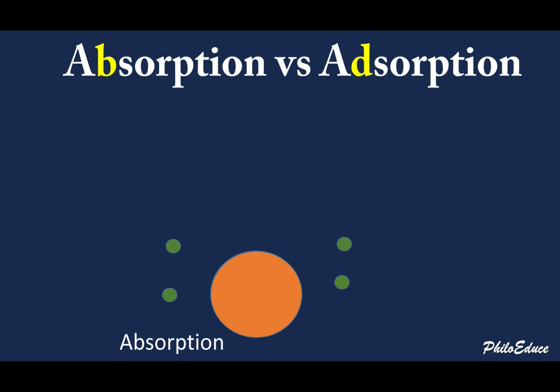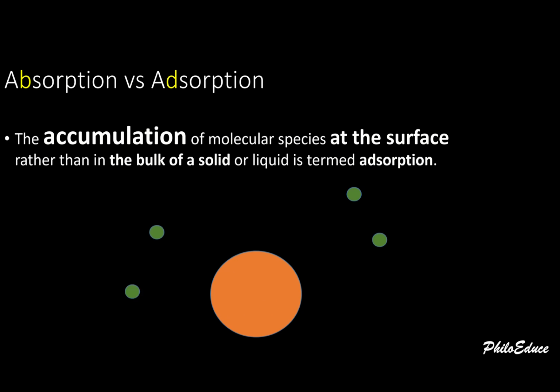We can again look at this animation and understand: here the molecules go into the bulk of the system. Molecules get accumulated into the bulk. So it is called absorption. Whereas the accumulation of molecular species on the surface rather than the bulk of the solid or liquid is termed adsorption. So here, as you can see, the molecules are getting adsorbed onto the surface.